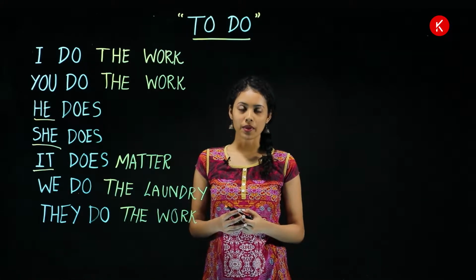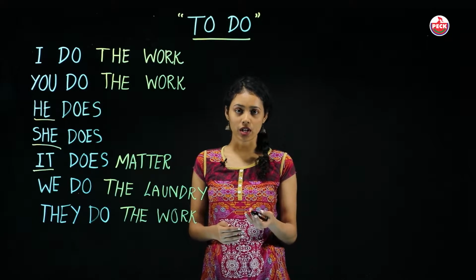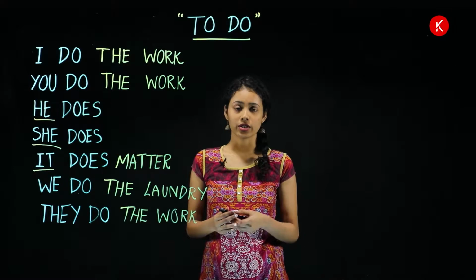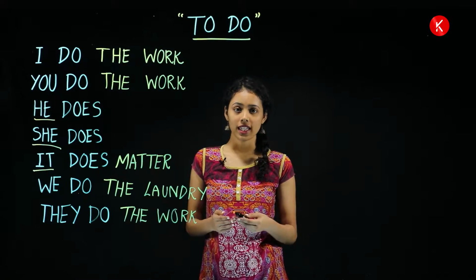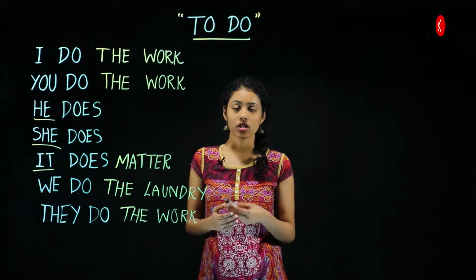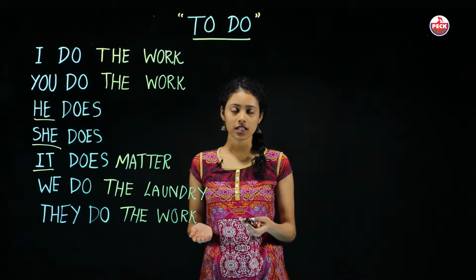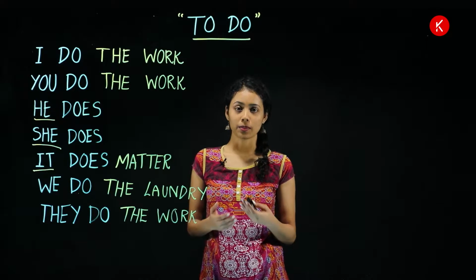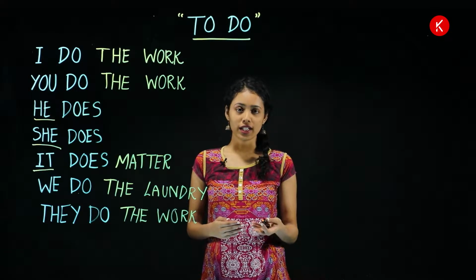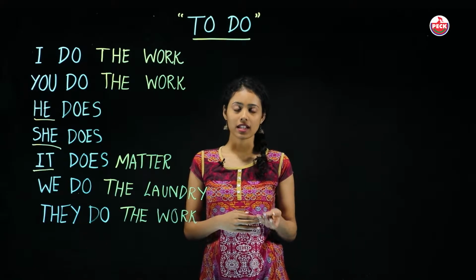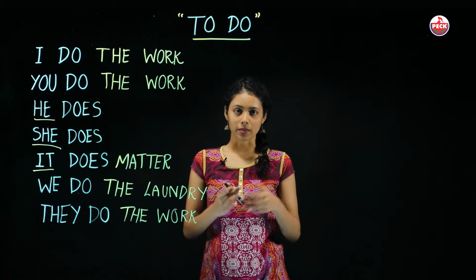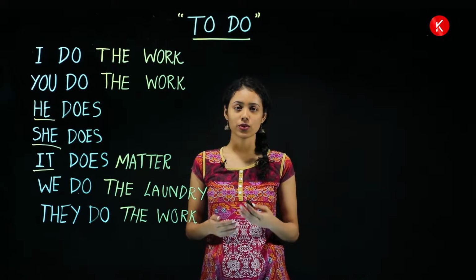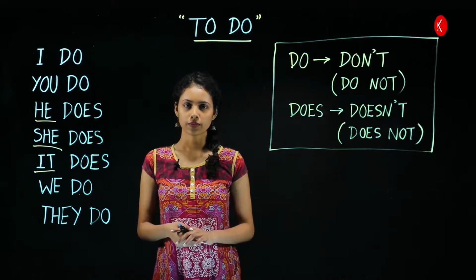So to sum it up, we use I do when you're talking about oneself. We use you do when you're talking to someone. He for a boy or a man. She for a girl or a woman. It for a non-living thing or an object. And the plural forms are we do for you and someone else, and they for a group of other people. So now we've learned the basics of how to use to do in the positive form.